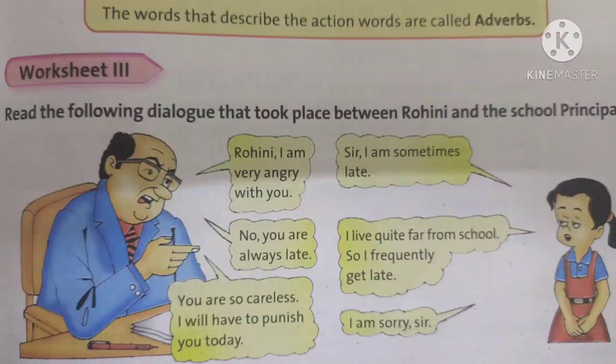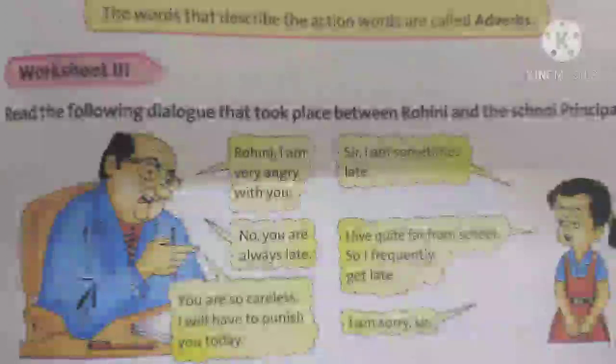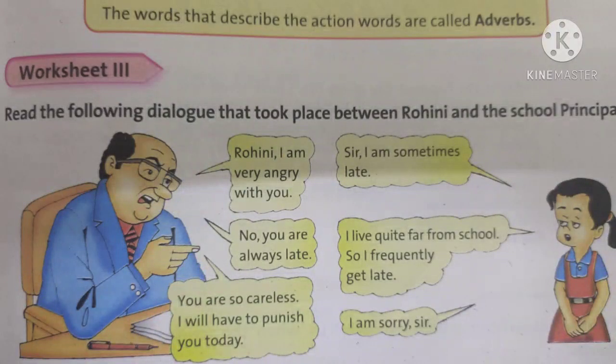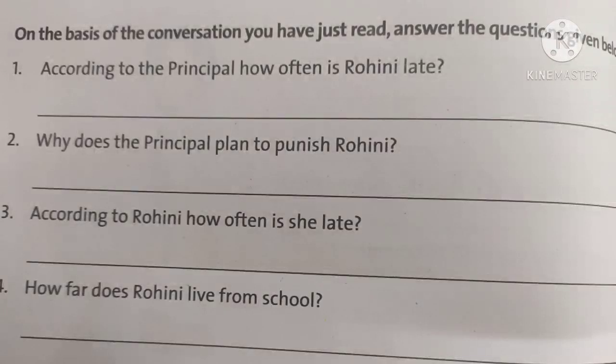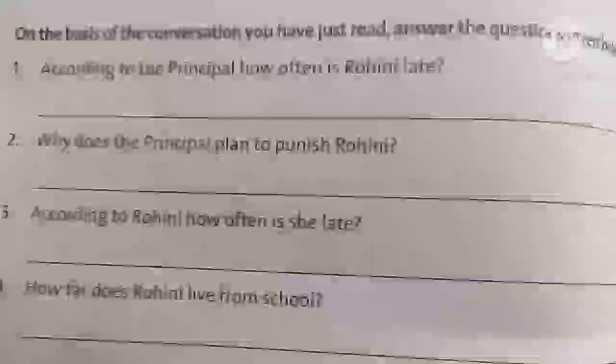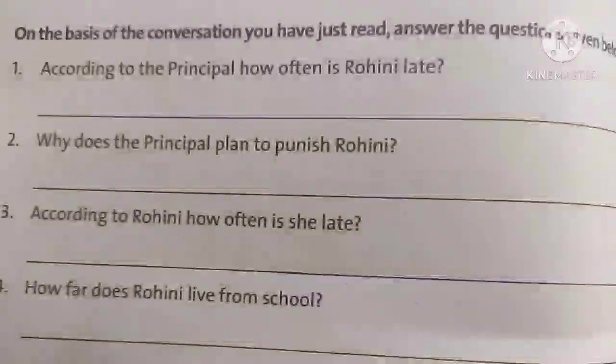Now coming to worksheet 3, there is a dialogue between Rohini and the school principal. The principal says, Rohini, I am very angry with you. Sir, I am sometimes late. No, you are always late. I live quite far from school, so I frequently get late. You are so careless. I will have to punish you today. I am sorry, sir. Now, on the basis of the dialogue between the principal and Rohini, we have to answer the questions given on page 64.